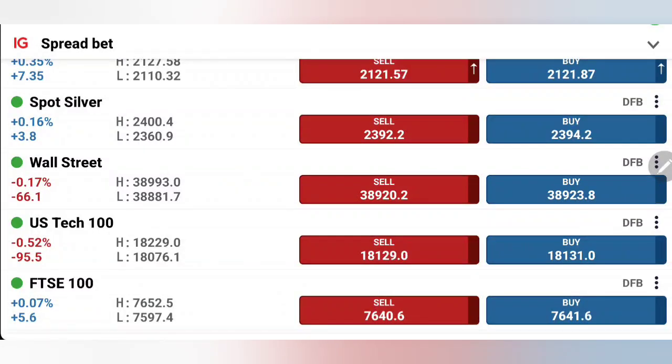Nasdaq and Dow Jones so far for the day has been trading bearish. We have seen US30 again going towards 38,880 levels, and Nasdaq 100 has seen the lows at 18,080 before bouncing back and recovering a bit. So now what can be expected today from Nasdaq 100 and Dow Jones?